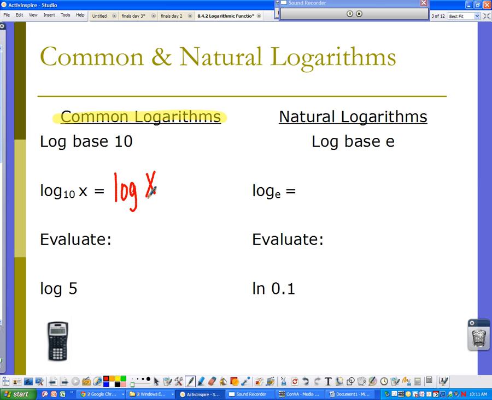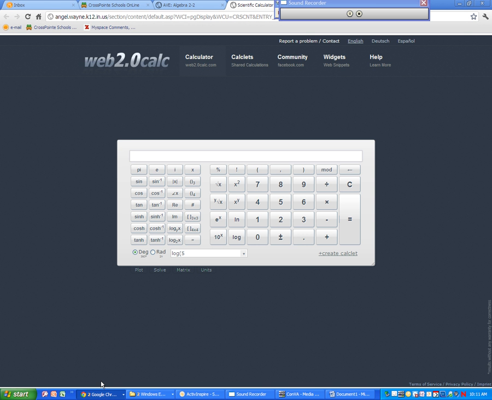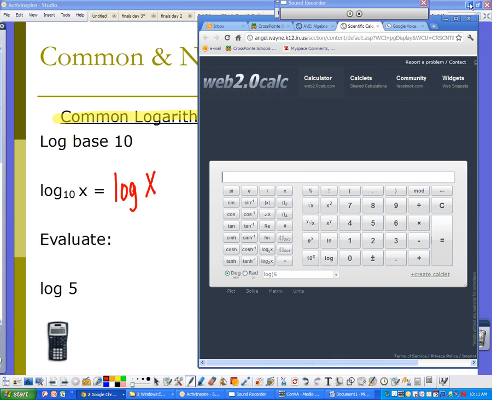Most scientific calculators actually have a button, and if you have one of these nice blue ones, the log button is going to be right underneath the light blue second button. It's kind of located in this area right here. Okay, and so all you have to do, I'm going to go ahead and use the website. We're going to look for log 5. Let me shrink this down just a tad bit.